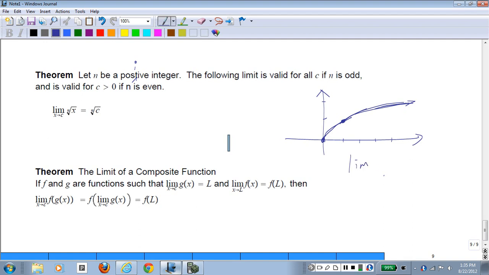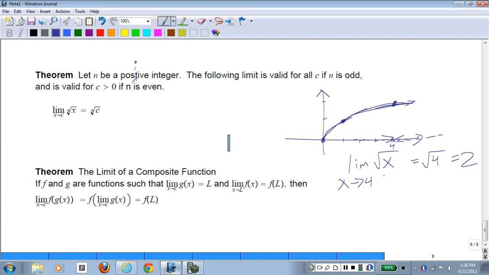What's the limit of the square root of x as x approaches 4? Well, there's 4. As x gets really close to 4, the square root of x is getting really close to what number? 2. Yeah, and in fact, when it gets to 4, it actually equals 2. So the value of this is the square root of 4, which equals 2. Not a really surprising theorem there, but it works.